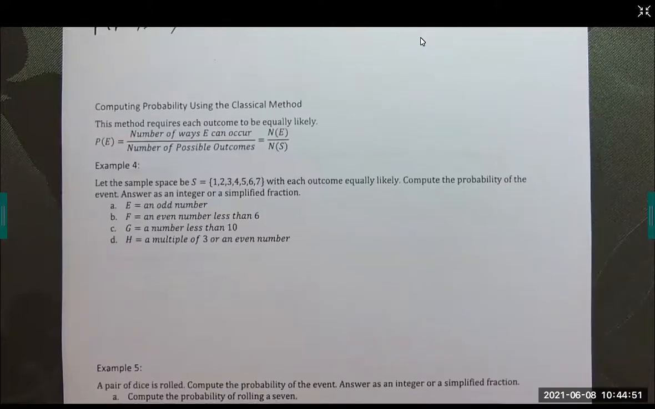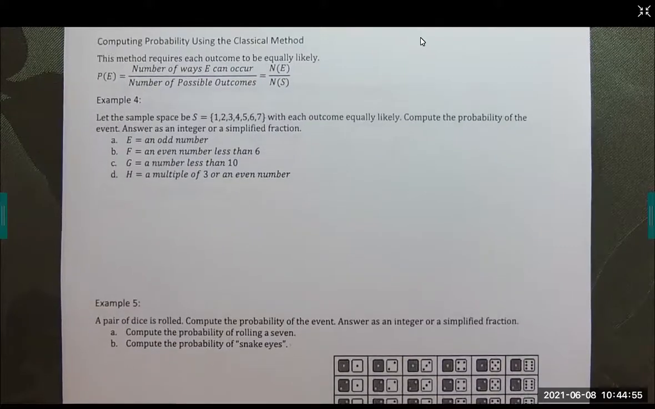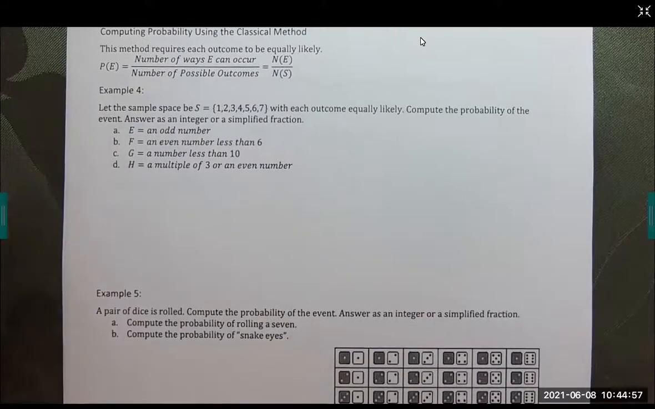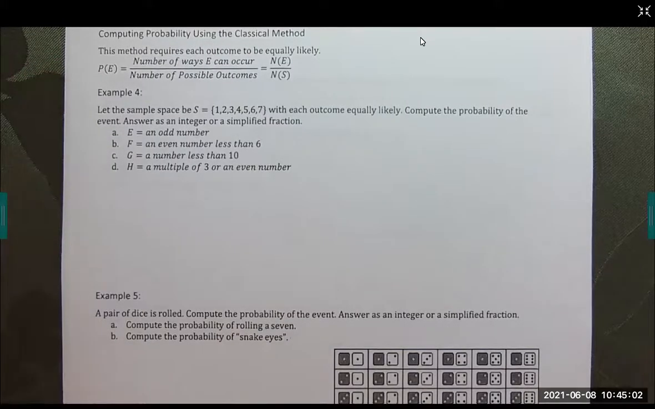Now the classical method's about the same. And we are going to have, for example 4, we're going to let the sample space S be 1, 2, 3, 4, 5, 6, 7. Each outcome equally likely. Compute the probability of the event given. So events E, F, G, and H. Answer it as an integer or a simplified fraction.